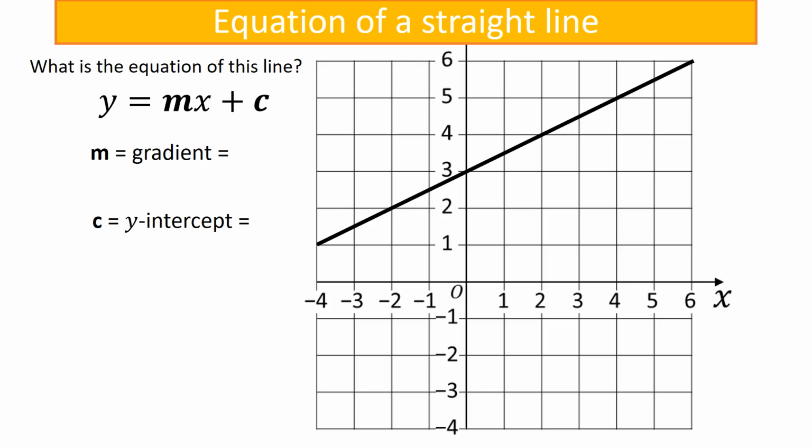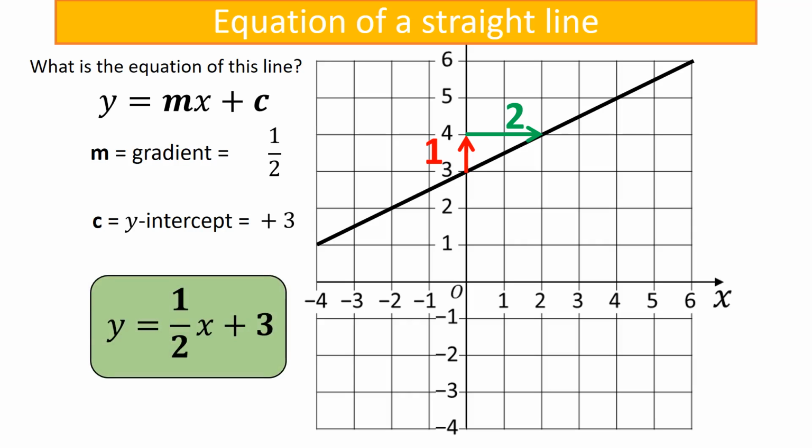In this question, just be a little bit more careful when you work out the gradient. The change in y is 1, the change in x is 2. Now it's very easy to make a mistake here, but you need to remember that you're actually dividing 1 by 2. That means that the gradient is half, and the y-intercept is positive 3. So the whole equation is y equals half x plus 3.